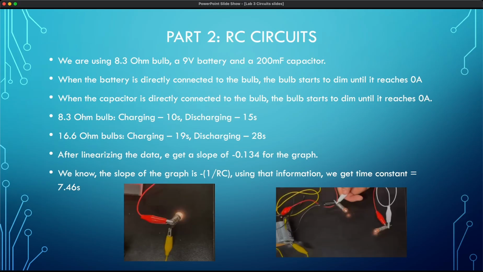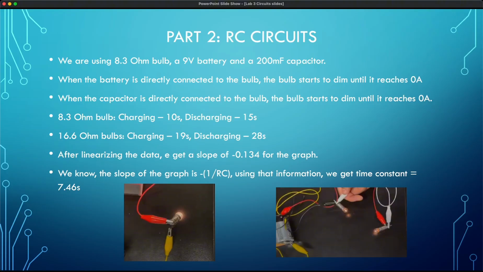For the second part of this experiment, we are using an RC circuit to calculate the time constant. We are using an 8.3 ohm bulb, a 9 volt battery, and a 200 microfarad capacitor. When the battery is directly connected to the bulb, the bulb starts to dim until it reaches 0 ampere. When the capacitor is directly connected to the bulb, it again starts to dim until it reaches 0 ampere.